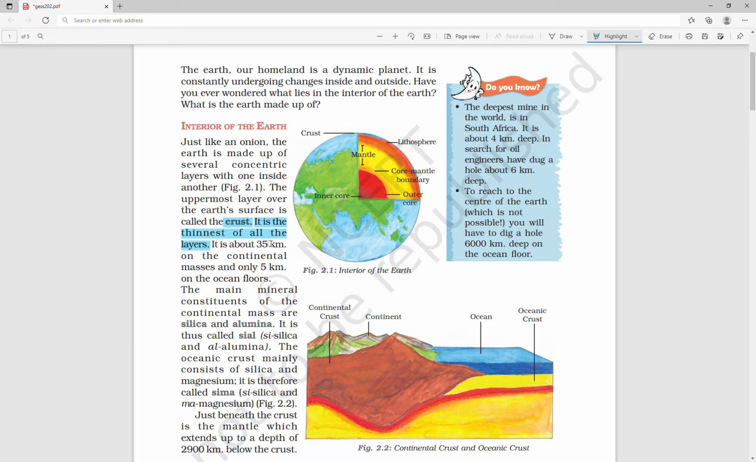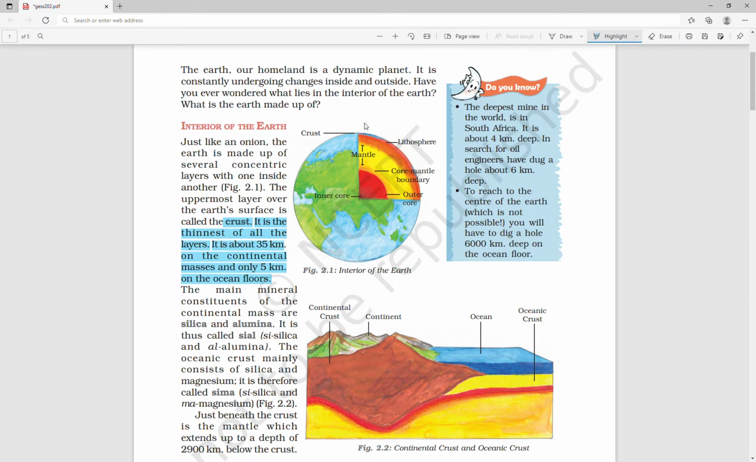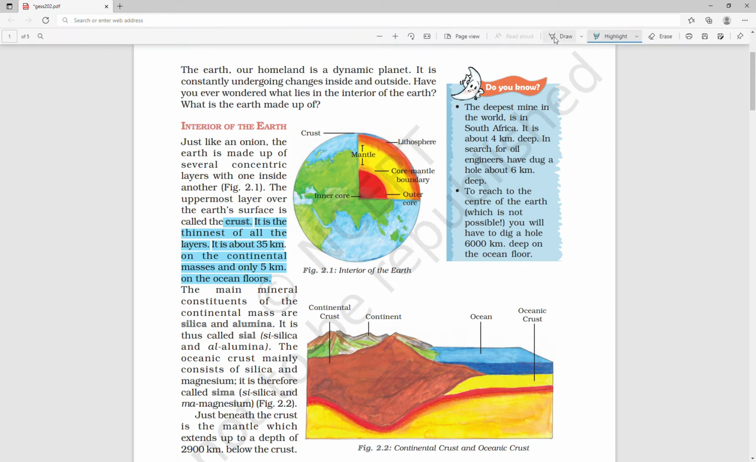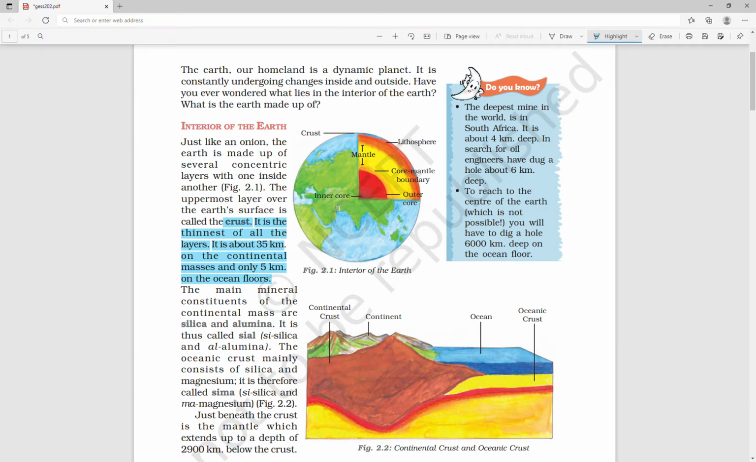Next, it is about 35 kilometers. This crust is about 35 kilometers on the continental masses and only 5 kilometers on the ocean floors. You can underline this also. On the continental masses, the crust is 35 kilometers, and only 5 kilometers on the ocean floors.